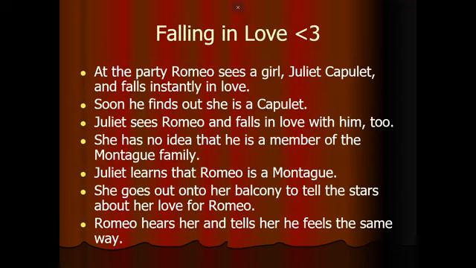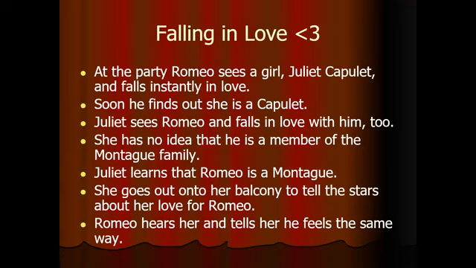Falling in love. So at this point, we're in a different section. Falling in love. At the party, Romeo sees a girl, Juliet Capulet, and falls instantly in love. Soon he finds out she is a Capulet. Juliet sees Romeo and falls in love with him too. She has no idea that he's a member of the Montague family.